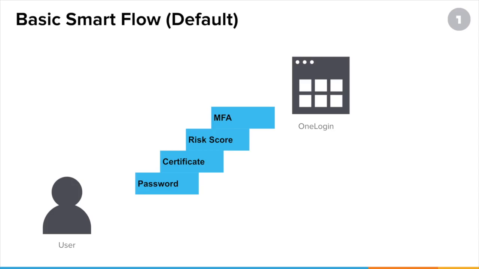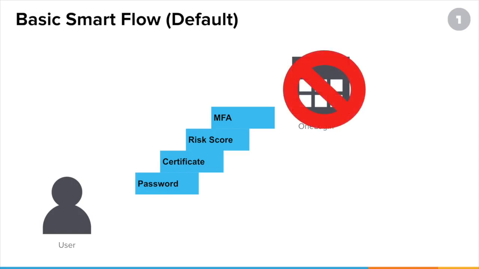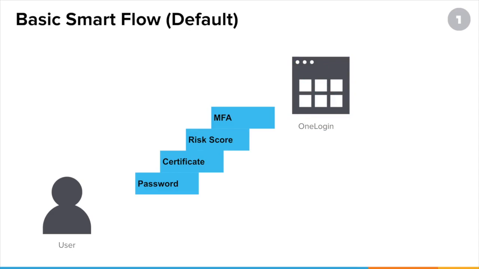Then the system checks to see if there's some sort of device cert, if it's required. Next, if Smart Access is enabled and the risk score is above the configured risk level, the login attempt is rejected. Or if Smart MFA is enabled and the risk score is below the configured level, the user isn't prompted for MFA and will get straight in.